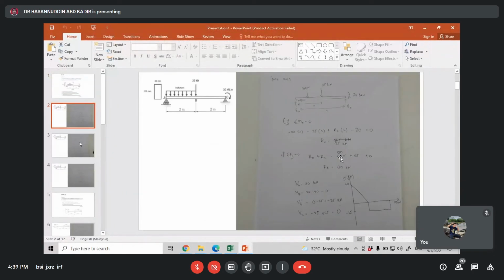Tapi ini beam macam ni kita akan cut, tapi kita tak akan cut lah, dia akan ada cara lagi saya tunjuk. Yang penting summation moment, summation forces, ini yang kita kena clear. Force dia tu macam mana, vertical ke horizontal ke, dan kita kena cari magnitude ke, itu kita kena clear betul-betul lah.